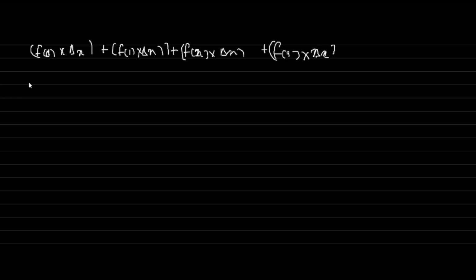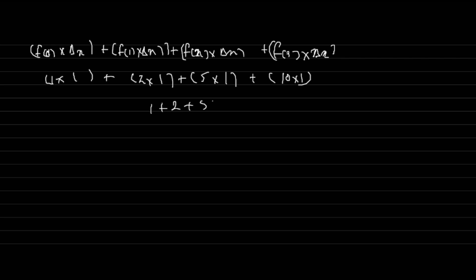So f of 0 for x squared plus 1 is just 1, so 1 times 1. f of 1 is 2 times 1. f of 2 is 5 times 1. f of 3 is 9 plus 1, which is 10 times 1. So this gives me 1 plus 2 plus 5 plus 10, which is 18. So this is what I'm getting from my left Riemann sum when I evaluate it directly. This helps you look at the logic instead of just following the formulas.